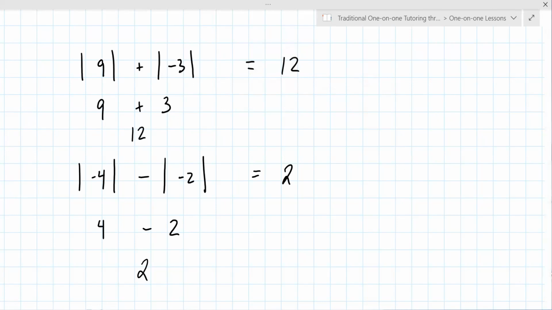Okay, that's really it for those absolute value problems. There's not much more to say about those, and we can look at some word problems.